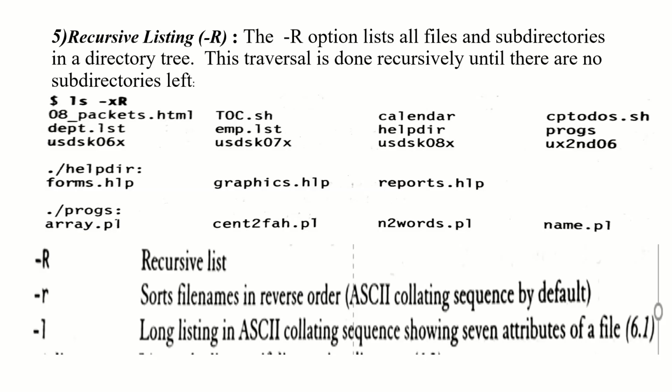Here is the example for recursive listing using the ls command. The ls -R option lists all the files and subdirectories in the directory tree. This traversal is done recursively until there are no subdirectories left. For example, ls -xR provides all the subdirectories displayed. Here -R always tells the recursive list. Lowercase -r sorts file names in reverse order of the ASCII collating sequence, by default. These are the simple ls command options.